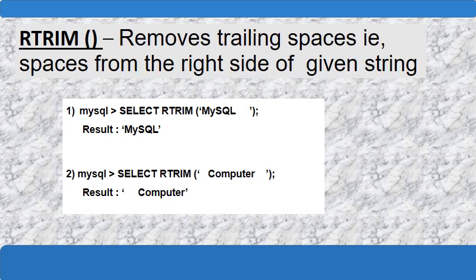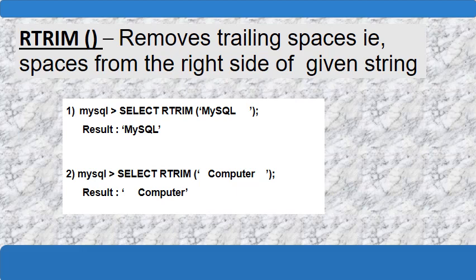rtrim function. This function removes trailing spaces, that is spaces from the right side of the given string. First example, select rtrim('mysql '). Here this rtrim will remove the right side blank spaces. Please see the output.